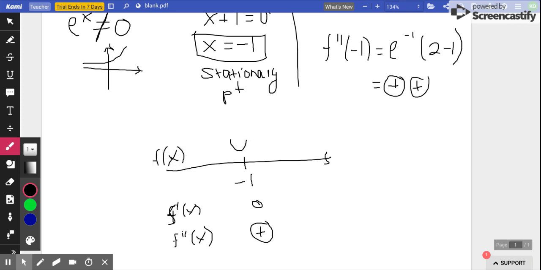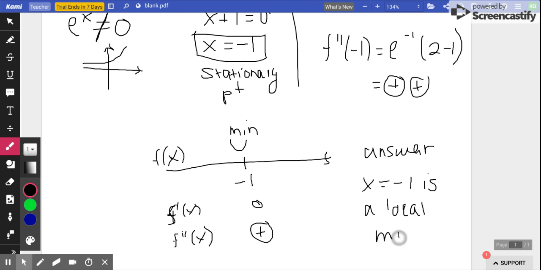So we said this is concave up, this is a min. So the answer is x equals negative 1 is a local minimum. And that's it.